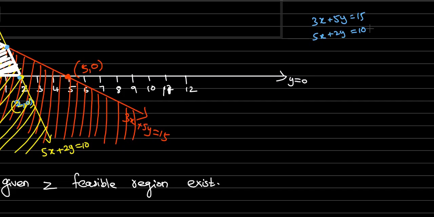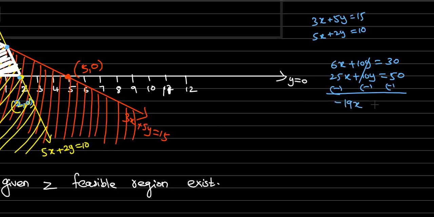So shall we eliminate y first? Then the first equation I am going to multiply by 2: 6x plus 10y equal to 30. Then this one I'll multiply by 5: 25x plus 10y equal to 50. Changing the sign, they cancel. So here we'll get minus 19x, and here minus 20. Then what will be the x value? Minus minus cancels, and 20 by 19 is the x value.